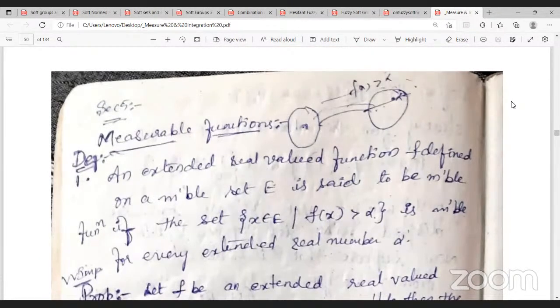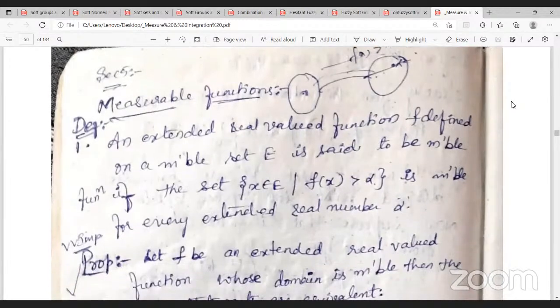Measurable functions. This definition is extended to real valued functions, meaning it is mapping to minus infinity to infinity. Just write down the definition. Any extended real valued function f defined on a measurable set E is said to be a measurable function if the set of x belonging to E such that f of x greater than alpha is measurable for every extended real number alpha. This is the definition of measurable functions.